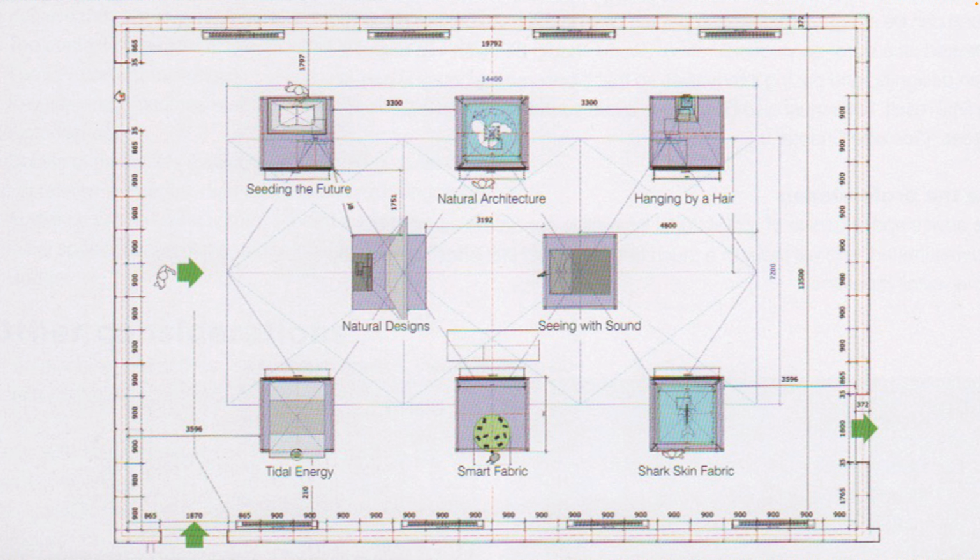So we can see the seating for the futures up there. We have our seeing with sound. We start to see the shark skin fabric. There's one other that deals with tidal energy. So as we start to raise and lower the tide, what's going to happen with it. So we start to think about what's going into these. How are they all going to be similar, but yet be different?